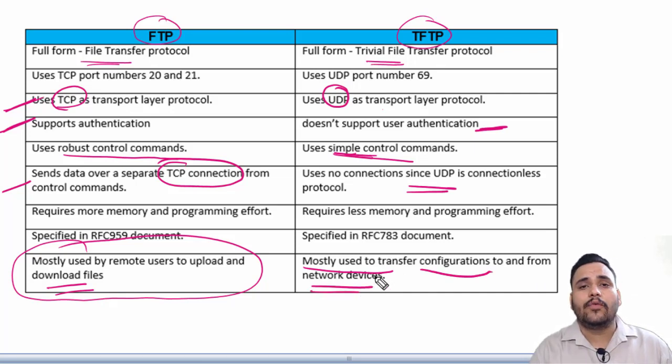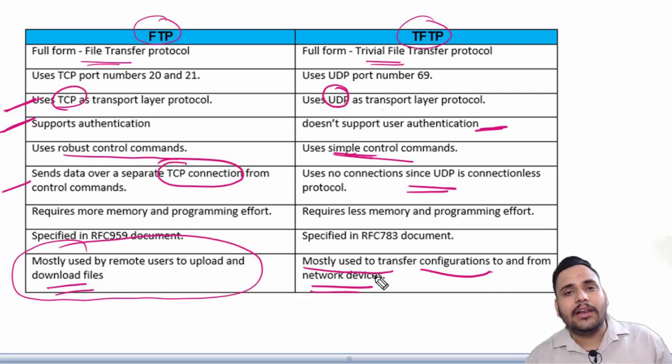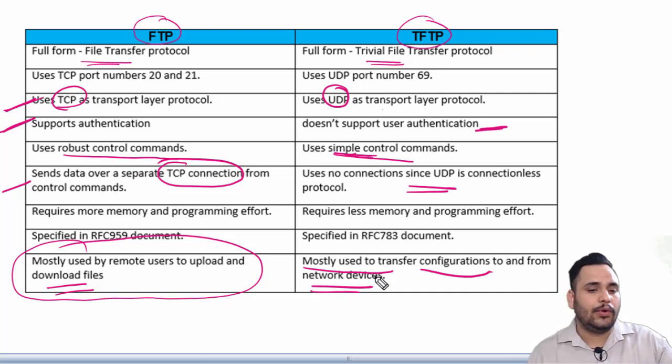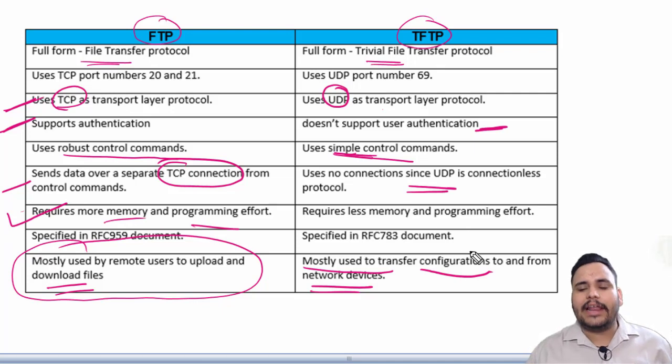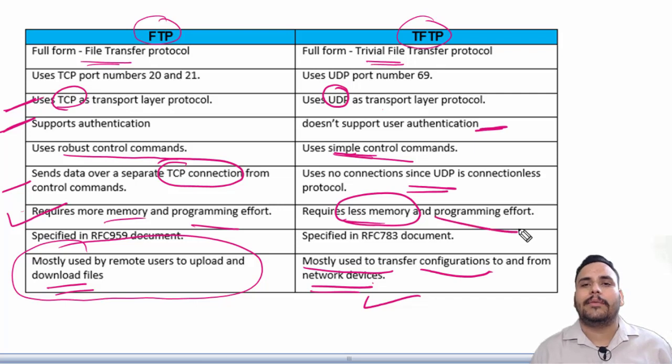For example, if you want to transfer your file from one network to another network, you can use FTP. In FTP it requires more memory and programming effort. And if you are configuring your router, then you can simply use TFTP because it requires less memory and programming effort.